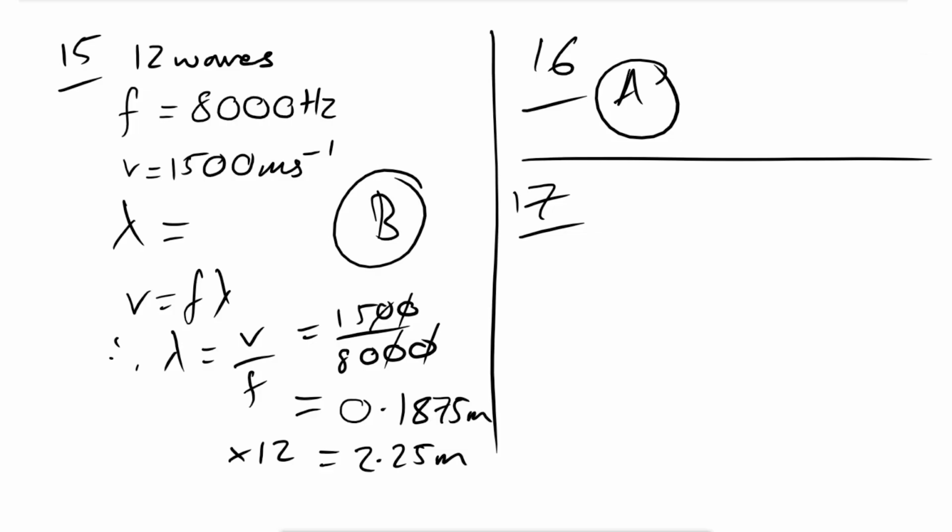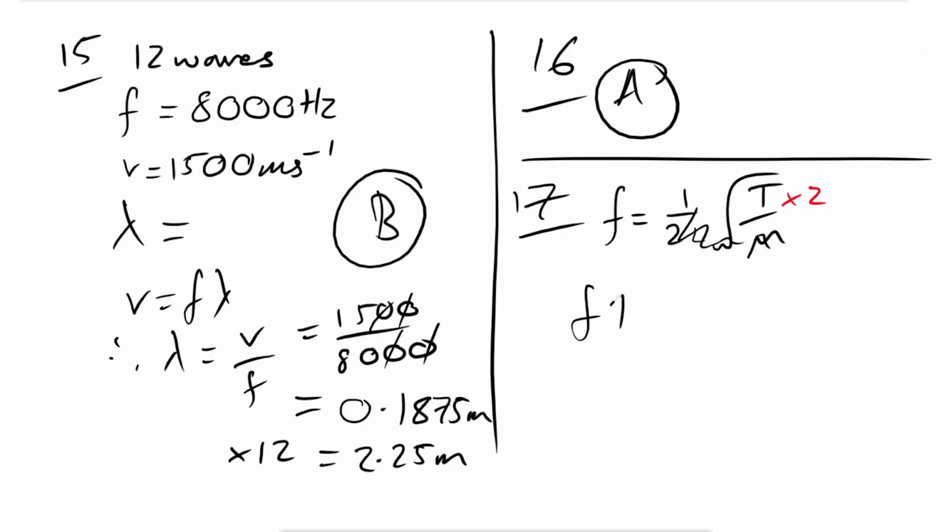17, frequency of first harmonic is 300. Right, we're definitely going to need our equation. The tension in the wire is now doubled. Okay, so we know that this is being doubled. Nothing else is being changed. So what's going to happen to the first harmonic? Well, like we said, nothing else is being changed.